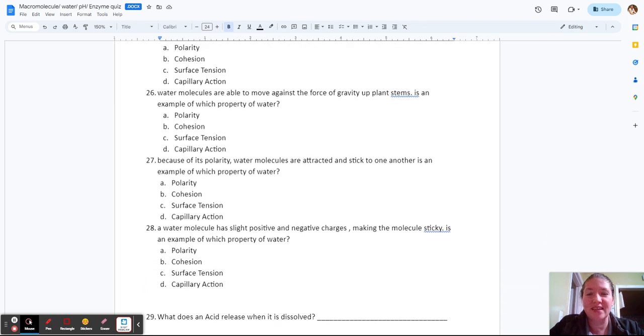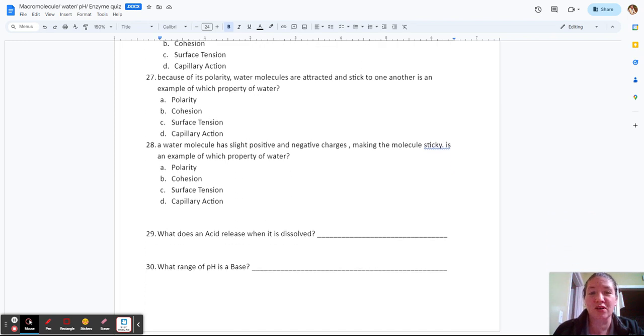All right, number 26, water molecules are able to move against the force of gravity up plant stems. This is an example of our capillary action. This is when water defies gravity and goes up those little tubes. All right, number 27, because of its polarity, water molecules are attracted and stick to one another. This one is definitively cohesion because it's water to water. All right, number 28, a water molecule has a slight positive and a slight negative charge, making this molecule sticky. This is our example of polarity. Remember, polarity is just having those uneven charges, having a positive and negative side.